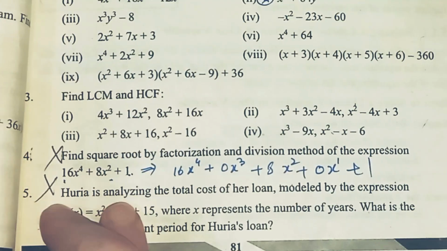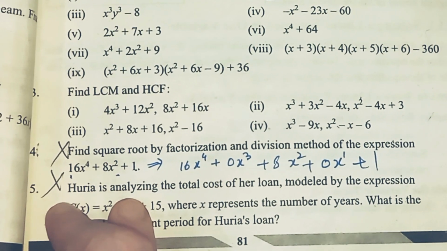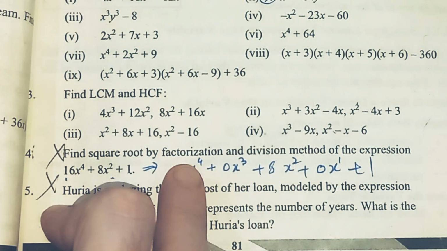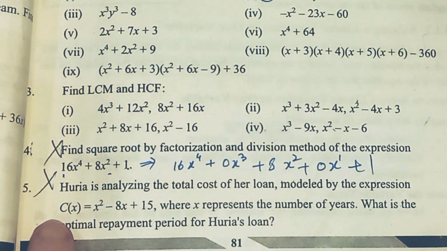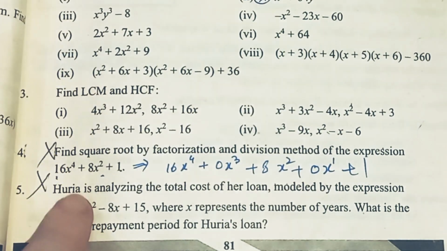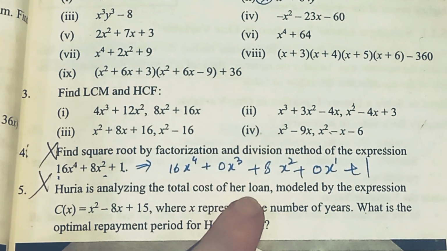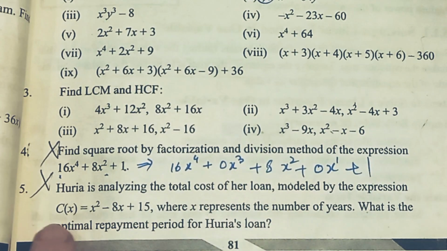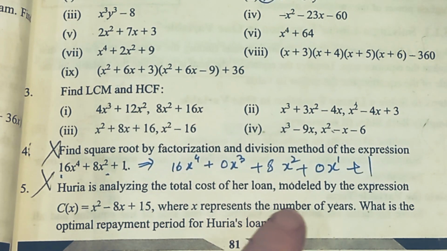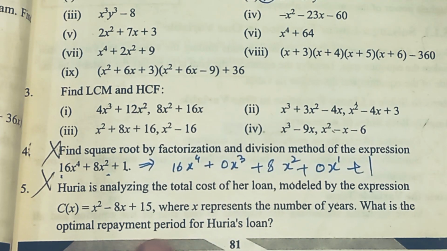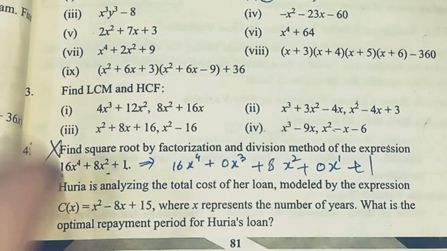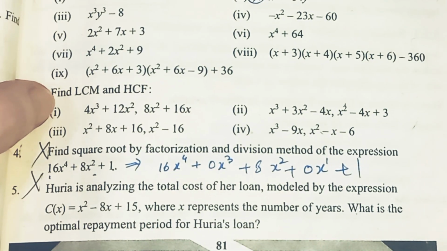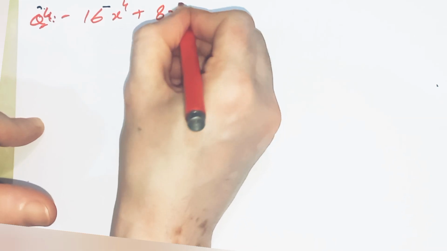There are two methods we solve by, factorization and division method, and we get the same answer. Question number 5 is: Huria analyzes the total cost of her loan modeled by the expression, where x represents the number of years. What is the optimal repayment period for Huria's loan? Okay, firstly we solve question number 4, by the factorization method and also the division method.